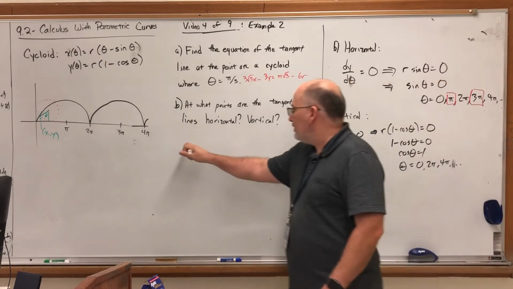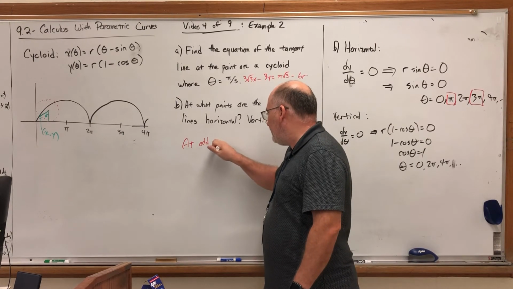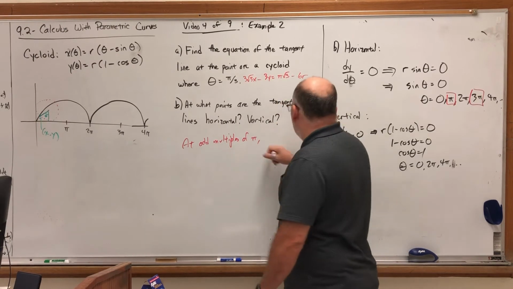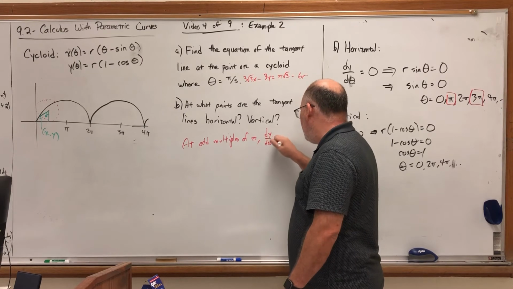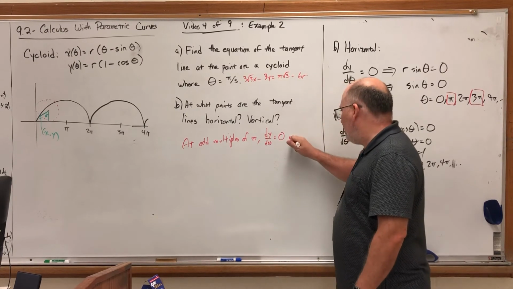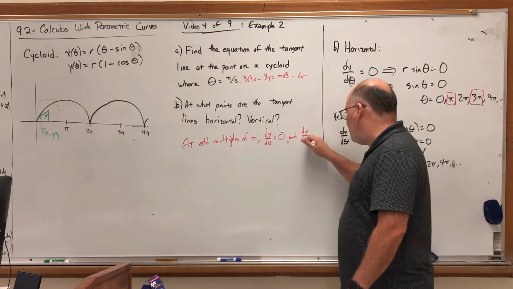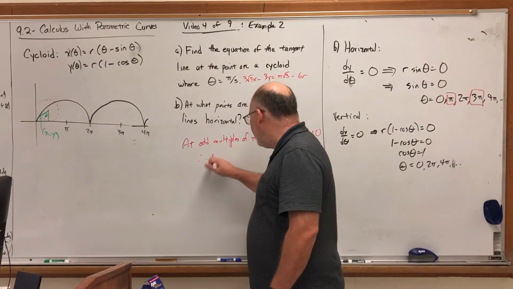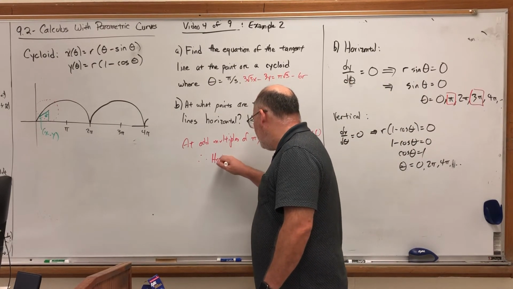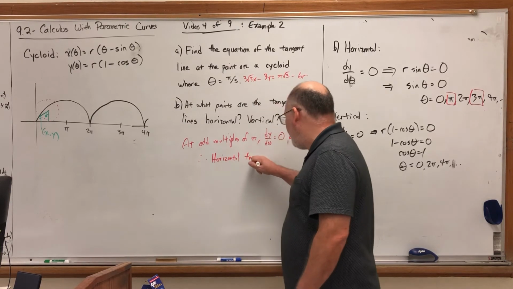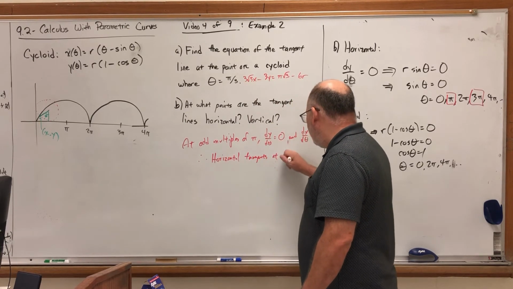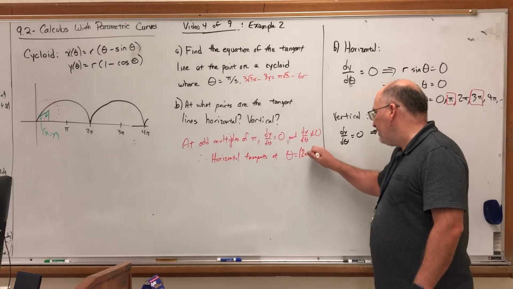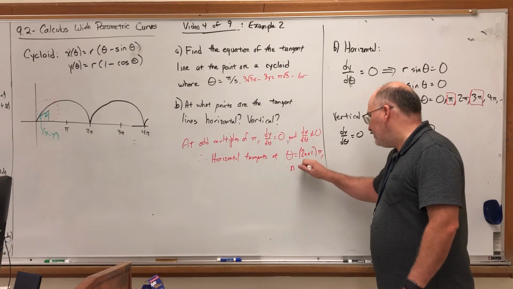So, at odd multiples of pi, we have dy/d theta is equal to 0, and dx/d theta is not equal to 0. That was only the even multiples. Therefore, we can instantly conclude that there are horizontal tangents at theta equals all the odd multiples of pi, which we can write as 2n plus 1 times pi, where n is an element of the integers.